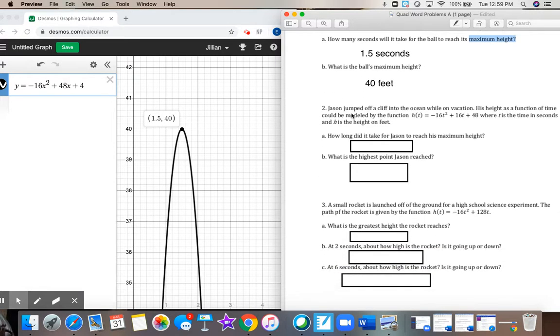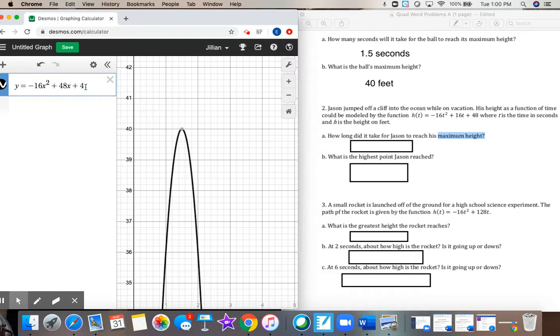The next question. Jason jumped off a cliff into the ocean while he was on vacation. His height as a function of time can be modeled by the function h of t equals negative 16t squared plus 16t plus 48, again where t is seconds and h is the height in feet. How long did it take for Jason to reach his maximum height? Again, we're looking for a maximum height. The maximum of a parabola is our vertex, so we're going to find the vertex of this function.